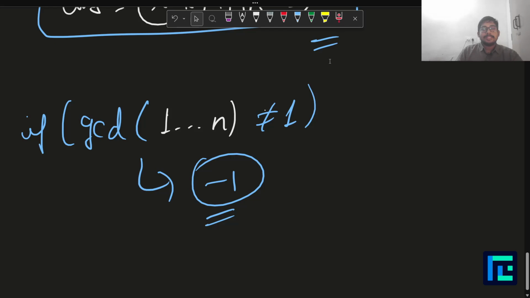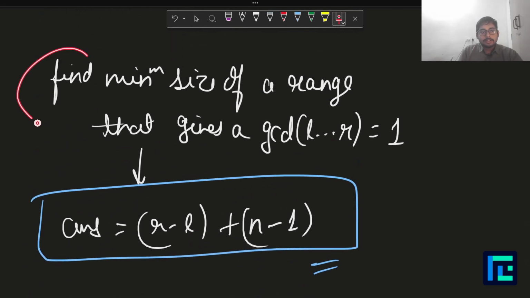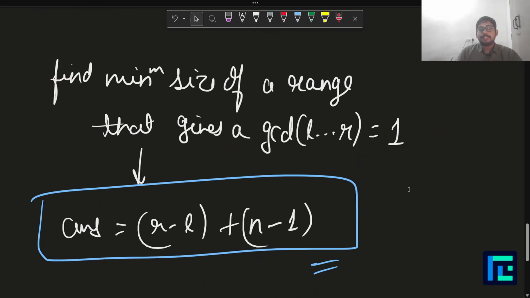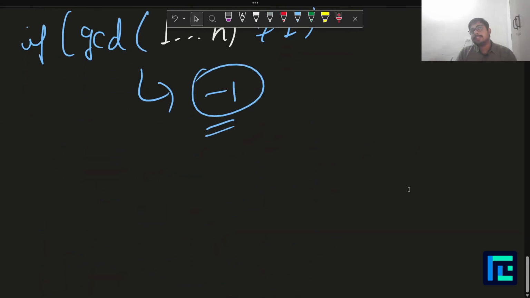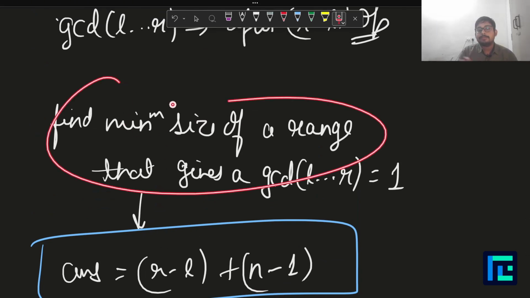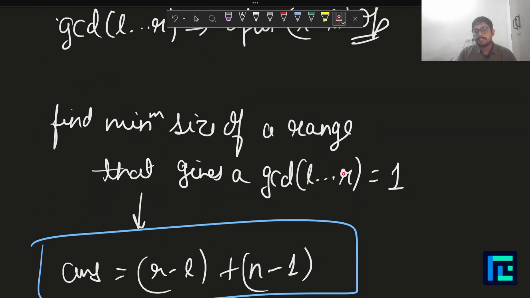So this is it. Now, how do you calculate this minimum size of a range that gives a GCD from L to R equal to 1? Now, allowed time complexity is up to n square. So I hope you can calculate in n square complexity the minimum size of a range which gives a GCD equal to 1.